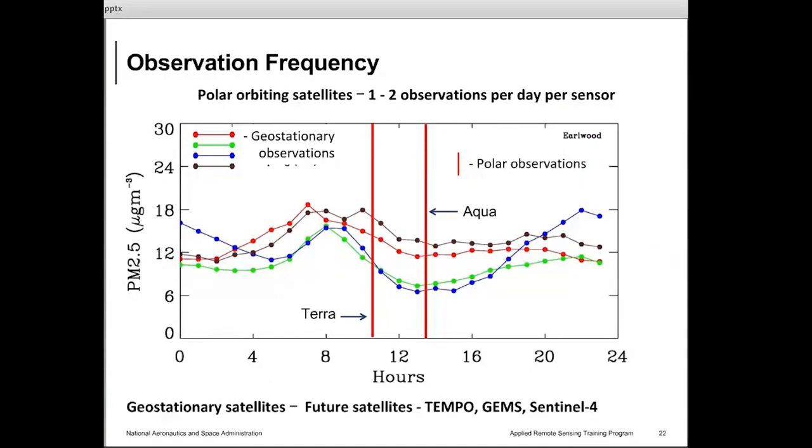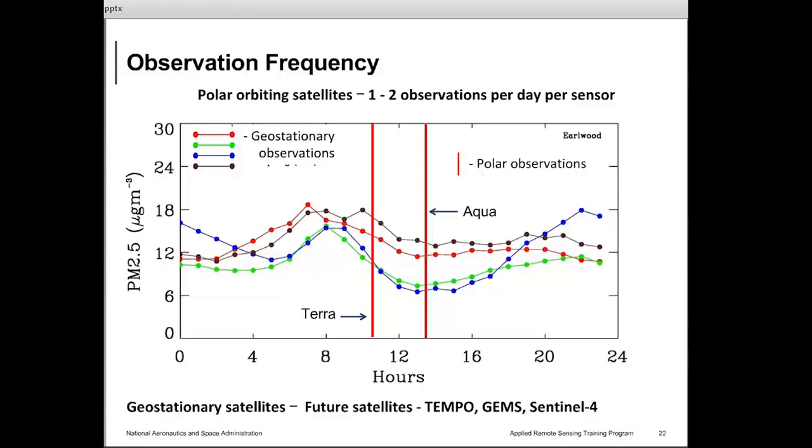Here is an example showing the difference between geostationary and polar orbiting satellites. What you see here is PM 2.5 in micrograms on the y-axis and time on the x-axis. This is just a hypothetical case where, if you have a geostationary satellite, you can get observations every 30 minutes or 1 hour throughout the day. But if you have a polar orbiting satellite, you will only get one or two or three, depending on how many satellites you have in the orbit.